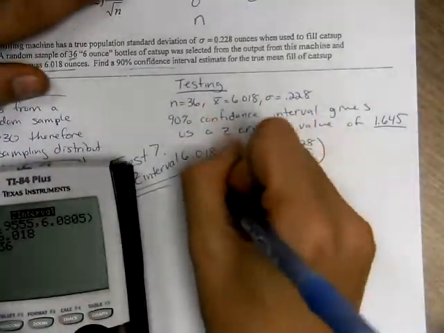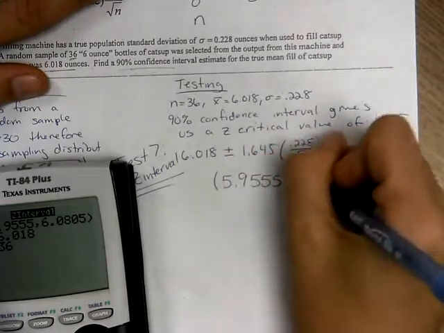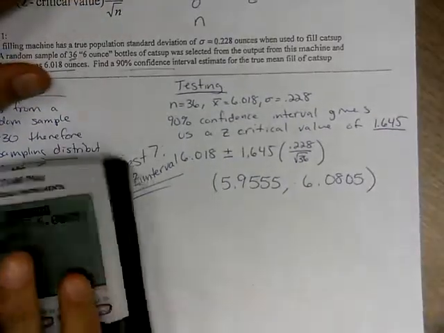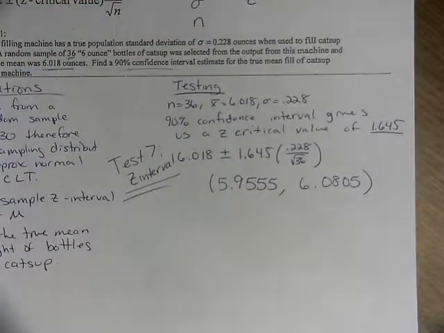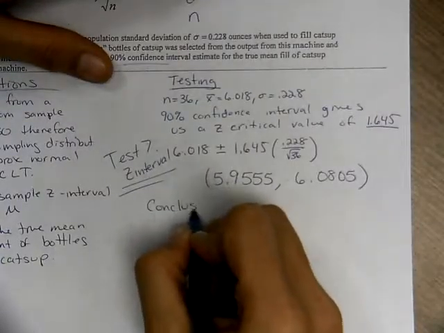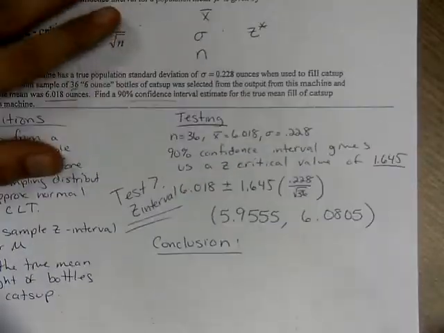So it's between 5.9... And you can just keep going or round to whatever you want. I would say at least 2 decimal places. And then write your conclusion. Now the only thing different with this conclusion is you're going to have to include units, which is ounces, I think.